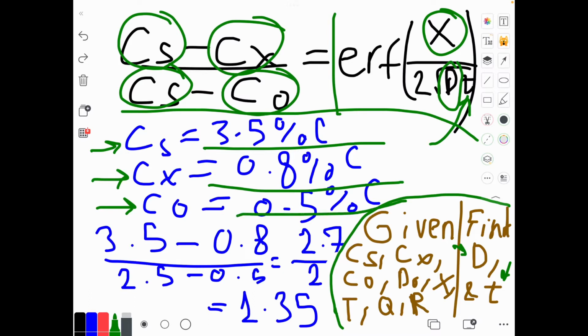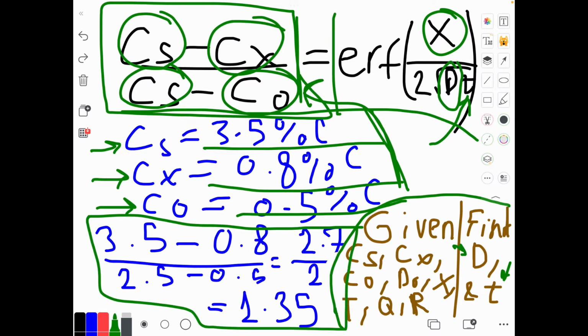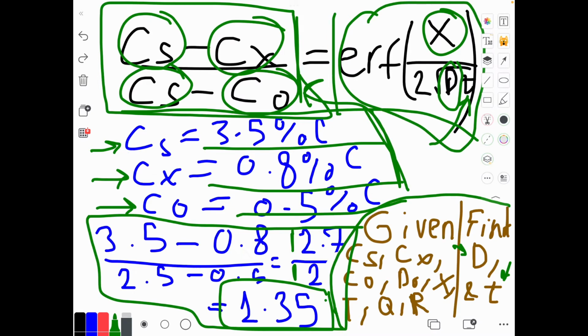So we're going to put all of these values into the left part of our formula. This gives us the calculation: 3.5 minus 0.8 over 3.5 minus 0.5, which is 2.7 over 3, and you get 0.9. So this value is equal to the error function of x over 2 times the square root of Dt.